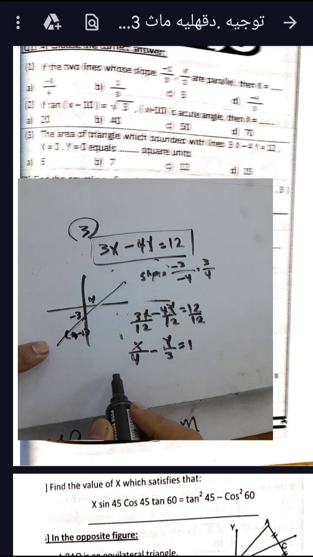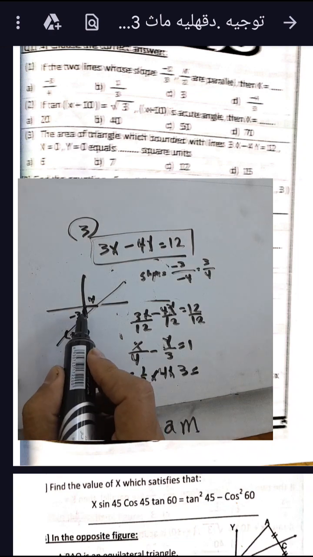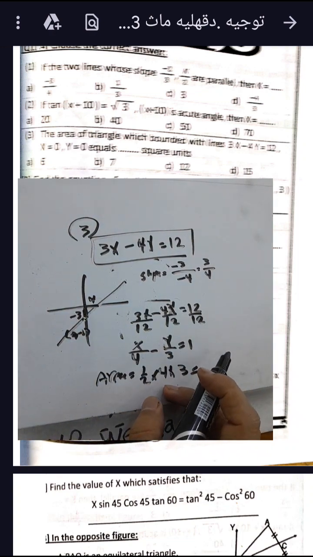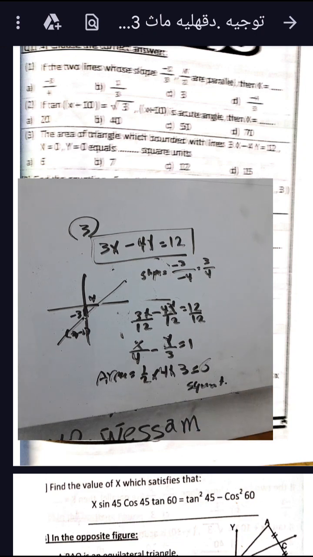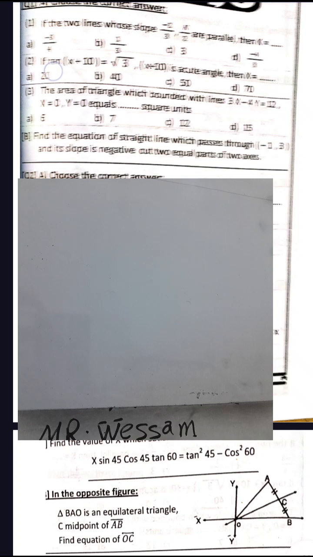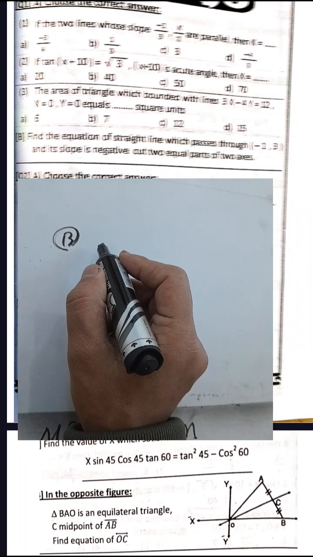Then you want to find the area, which will be equal to half times base times height. Half times 4 times 3, because this side length will be 3, the absolute value of negative 3 is positive, times the base 4. 3 times 4 is 12, divided by 2 equals 6 square units. Understood? The result will be what? 6.